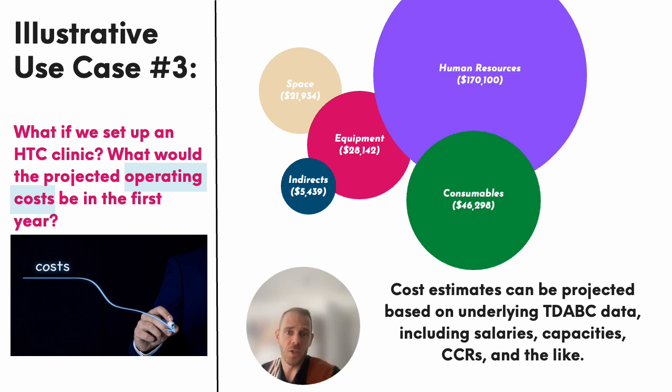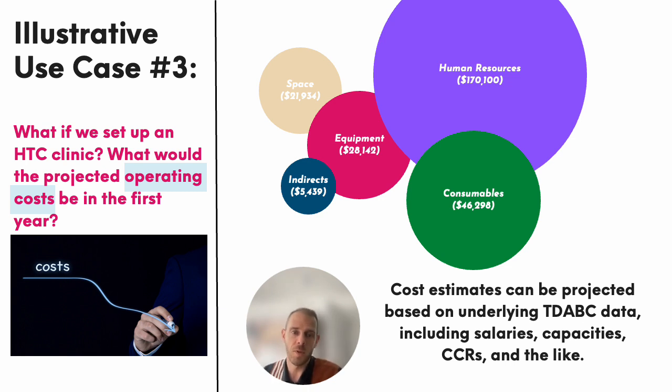The easy way to answer this question is to look at all the individual components of the data we've collected from our ABCM work. We know the cost of individual consumables, the cost of construction and maintenance of spaces, the cost of human resources, equipment, and indirects. So all of the unit costs and the time estimates are there for the taking.